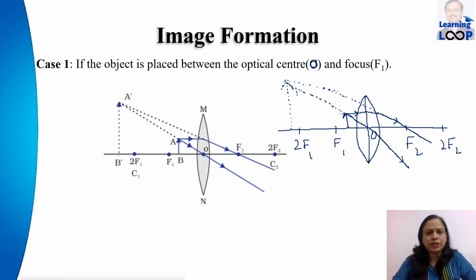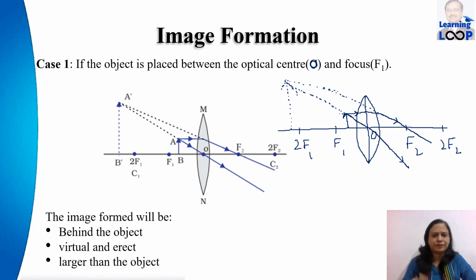So what about the 3 parameters of the image? What kind of image is formed? Where is the image formed? And what is the nature of the image here? So as we see here, the image is formed behind the object. So this is our object and the image can be formed anywhere here. It's not that it's going to be formed beyond 2F1. It could be anywhere behind the object. So it is behind the object. It's virtual and direct because the light actually didn't go there. And it is obviously larger than the object. It's much bigger than the object. So we can also use the word magnified here, that the image formed here is magnified.